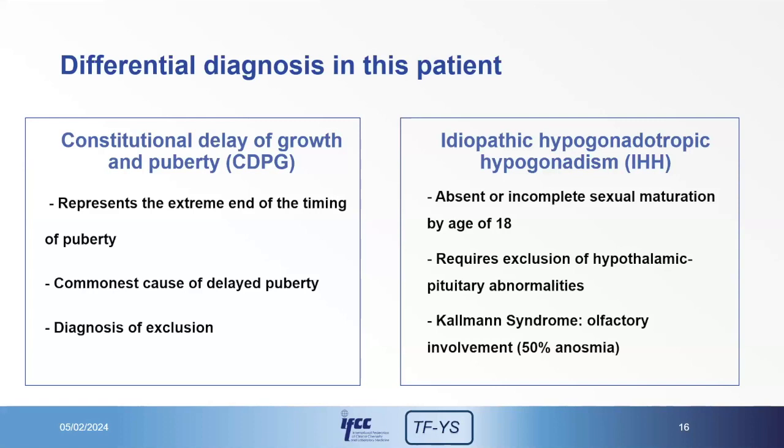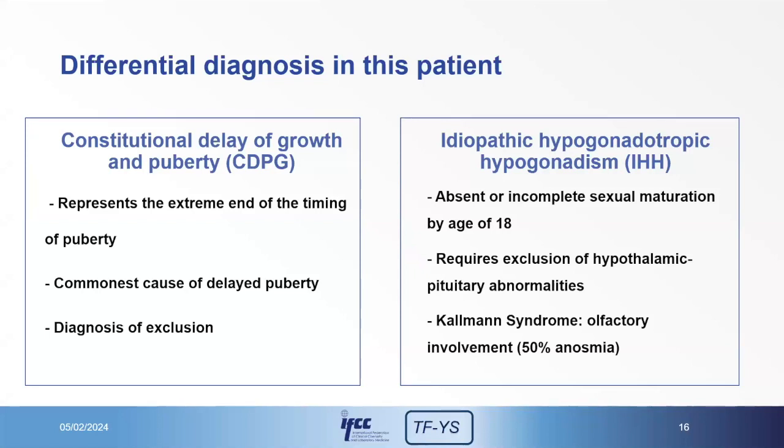The difference with IHH is these patients never obtain puberty. So regardless of how much they age, they will never reach puberty, as opposed to patients with CDPG. And this diagnosis is made once a patient reaches the age of 18 years old. And again, it is also a diagnosis of exclusion, but certain guidelines do recommend that it does require the exclusion of hypothalamic pituitary abnormalities.